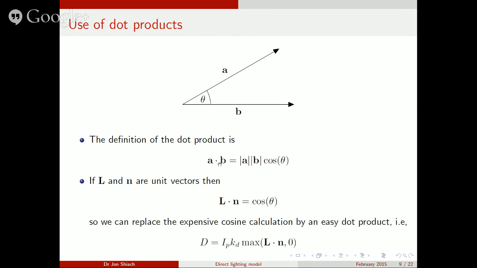If A and B are unit vectors, then the magnitude of A would be 1 and the magnitude of B would be 1. So if A and B are unit vectors, we'd have A dot B equals cos theta. So if L and N are unit vectors, then L dot N would just equal cos theta. So instead of having to calculate the cosine, all we do is calculate the dot product between the light source vector and the normal vector. And this is our model for diffuse reflection.